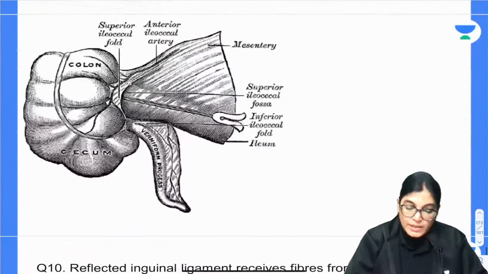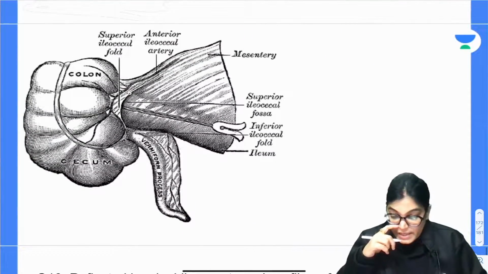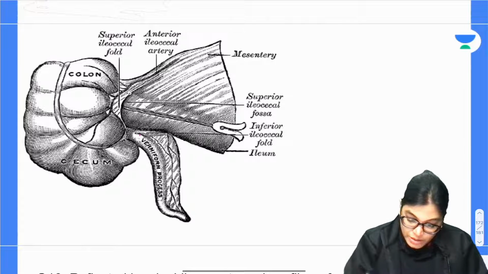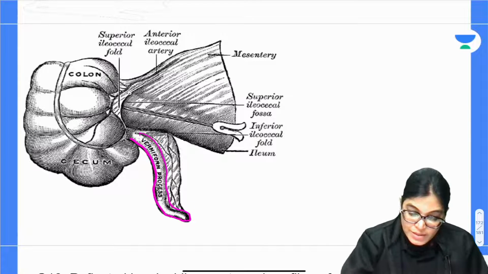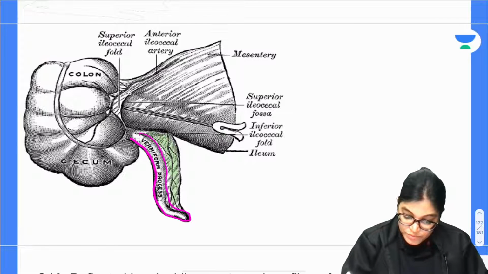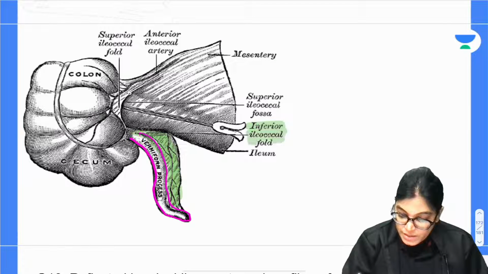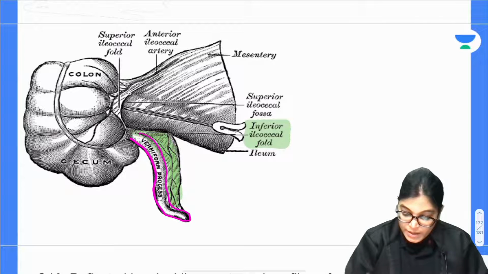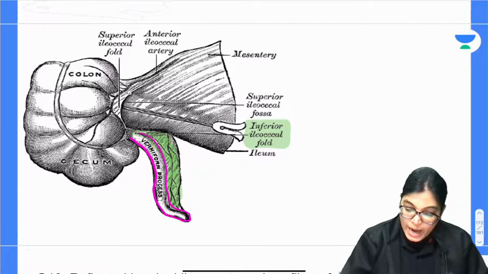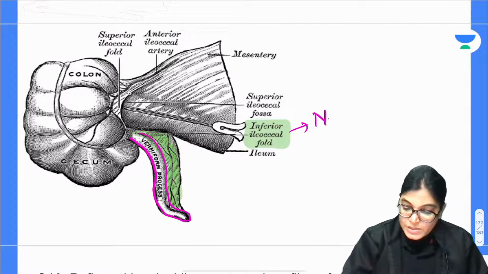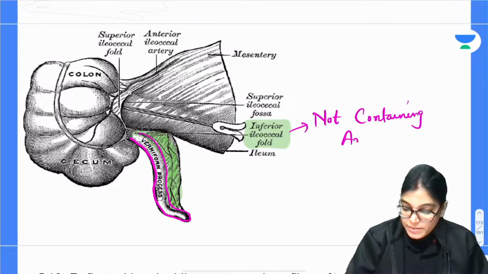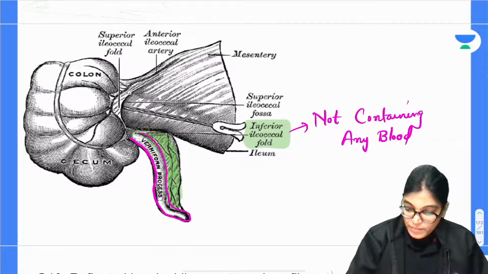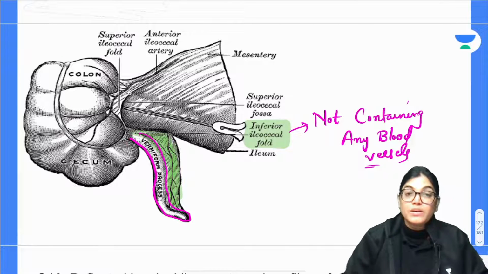Now see here, I would like to show you this diagram where you can see the inferior ileocecal fold. Here you can see the outline of the vermiform appendix, and the peritoneal fold shown here is the inferior ileocecal fold. This fold does not contain any blood supply or any blood vessel. So it is called the bloodless fold.